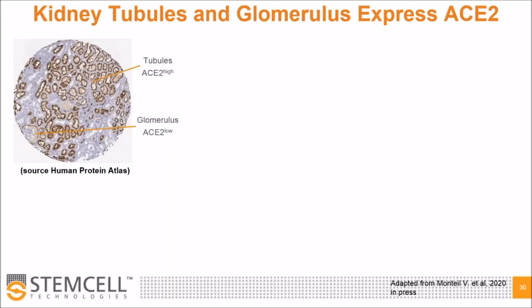Another possibility to research COVID-19 is represented by kidney, because as I said, kidney results to be failing in severe cases. So the ACE2 receptor is very highly expressed in the tubules of the kidney and lowly expressed in the glomerulus, as you can see from this picture taken from the Human Protein Atlas.